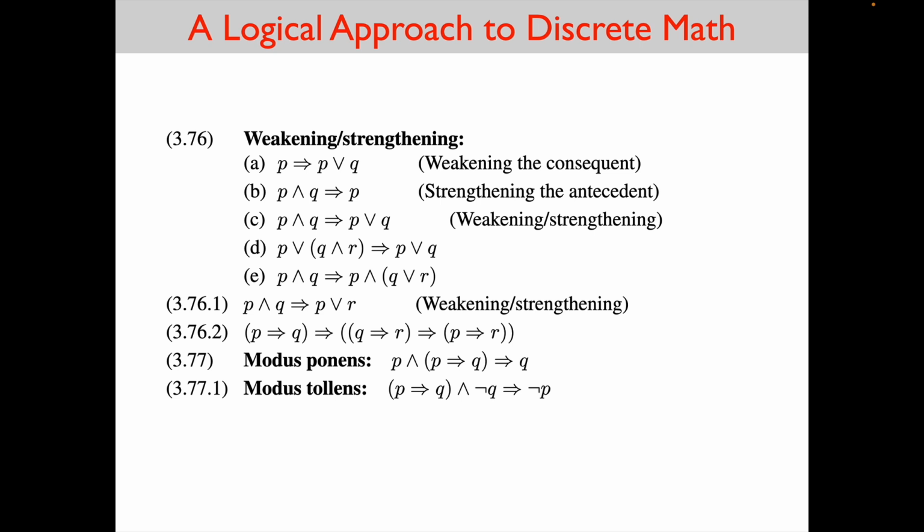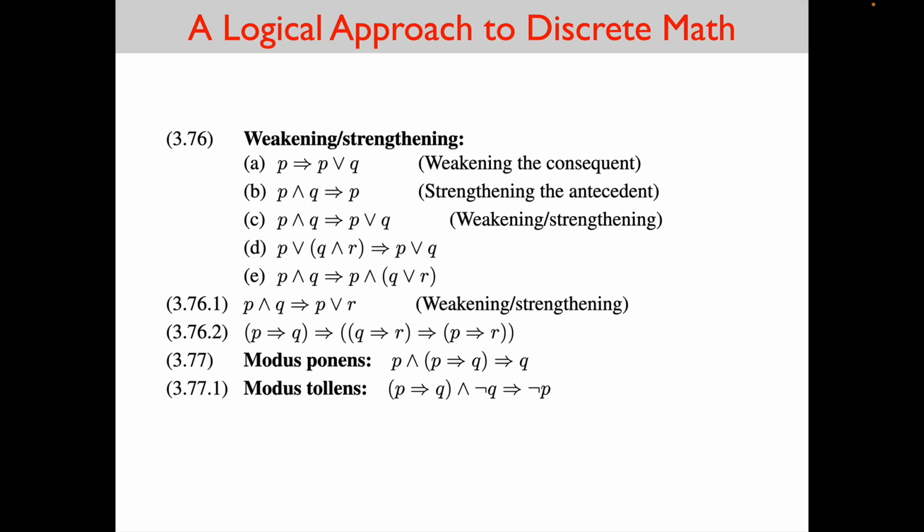Now the weakening strengthening theorems. 3.76, these are super important. 3.76a is called weakening the consequent. P implies P or Q. Now think about this. Do you see why this is logical? Well, I guess everything is logical in this system because after all it is logic. But look, if P is true, then for sure P or Q is true, right? Because in order for P or Q to be true, either one or the other has to be true. If either P or Q is true, then the whole thing is true. So P implies P or Q.